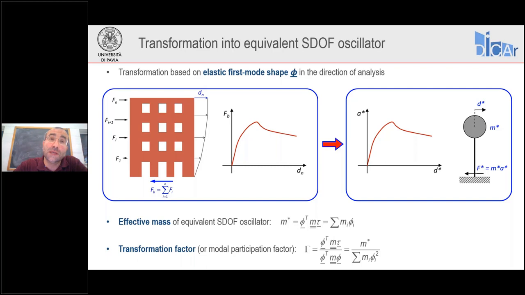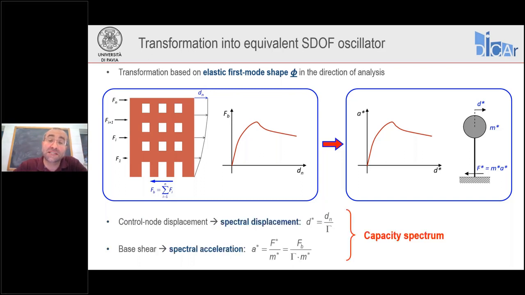then we can calculate two important properties for this equivalent oscillator coming from the first mode, which are the effective mass m star and the transformation or modal participation factor gamma. Here I'm showing you the equations, but you see they're basically related to the mass distribution at the nodes of the multiple degree of freedom structure and to the components of the first mode shape for the same model. Once we have calculated these two parameters, m star and gamma, we are ready to perform our transformation of the capacity curve into the capacity spectrum.